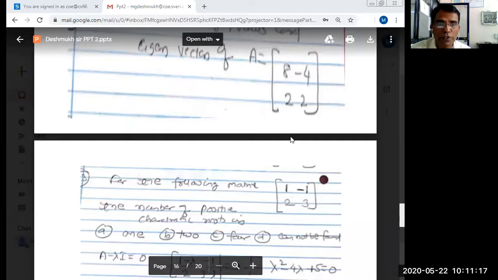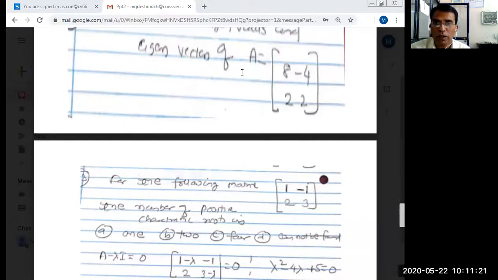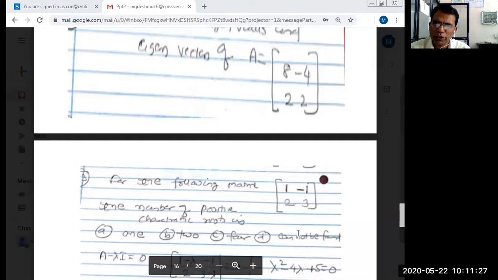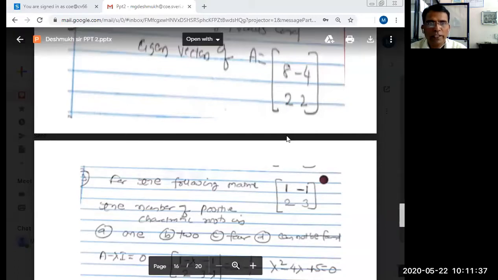And the eigenvalues are how much? 6 and 4. Okay, 6 and 4. Good. Next one. Leave it now. Do it at home. You have to do it in the stipulated time. If the problem is lengthy, okay, I will accept it. Now, next one. 4 and 6. Okay, good.